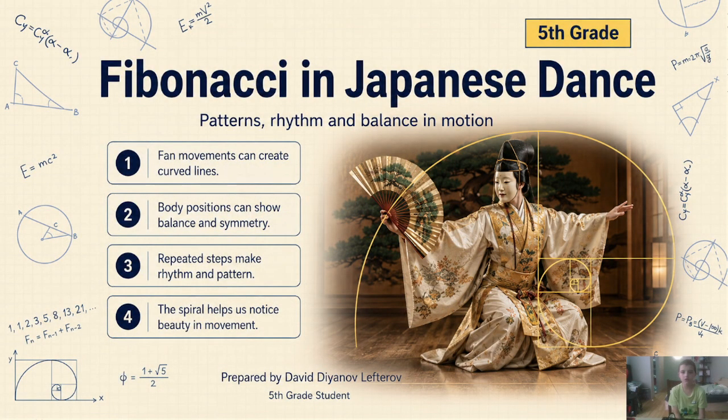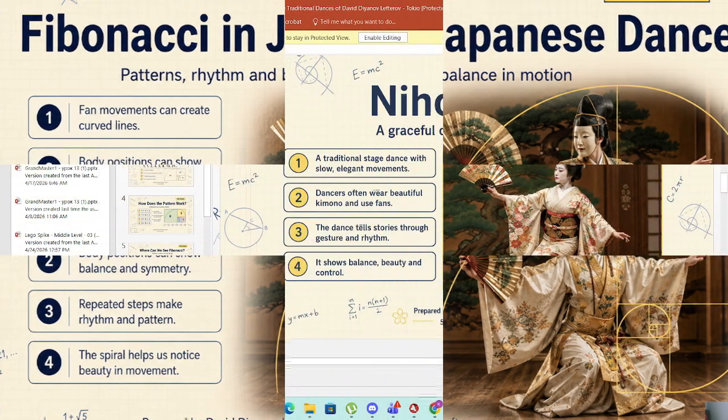Fibonacci in Japanese dance. Patterns, rhythm and balance in motion. First, fan movements can create curved lines. Second, body positions can show balance and symmetry. Third, repeated steps make rhythm and pattern. Fourth, the spiral helps us notice beauty in movement.